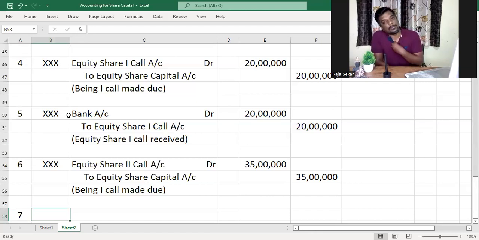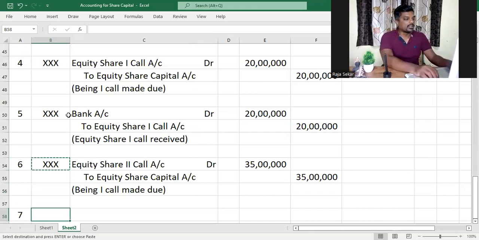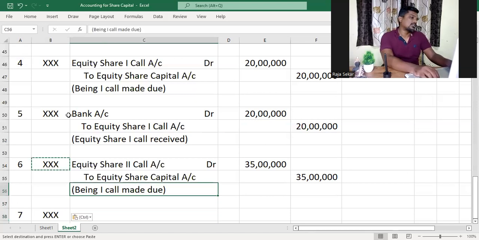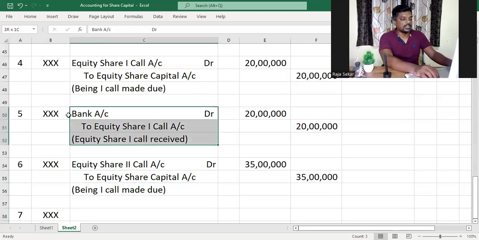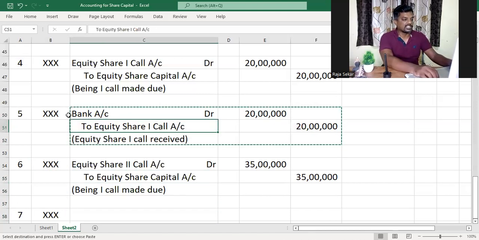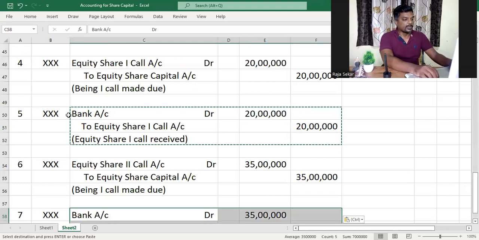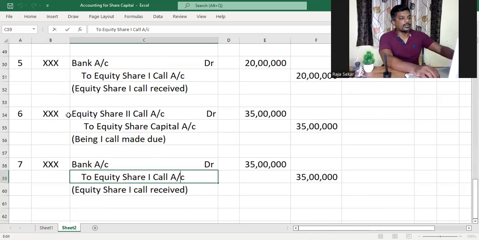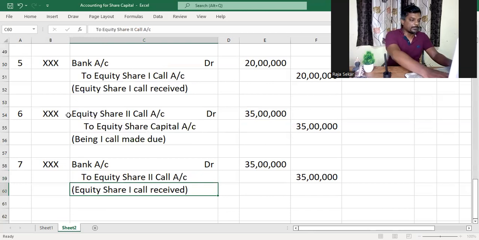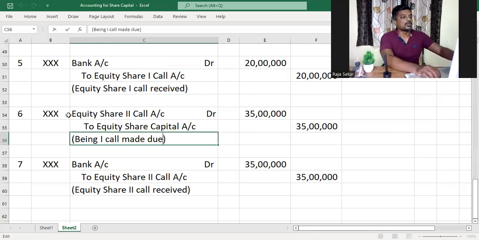So once I've made the second call due, what happens next? The shareholders will pay the money and I'm supposed to receive the money. Am I right? So whenever I receive the money, my bank account increases and I'll debit it and I'll credit the account that represents the right against which I'm receiving the money. In this case, it is the equity share second call account. So equity share second call account will be credited, and bank debited for the second call received. Understood or not, my dear children?